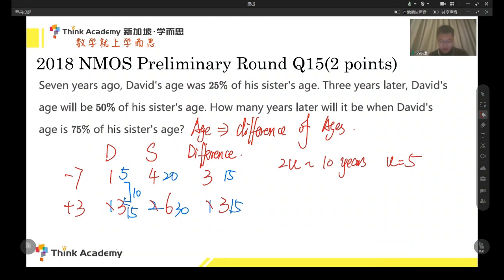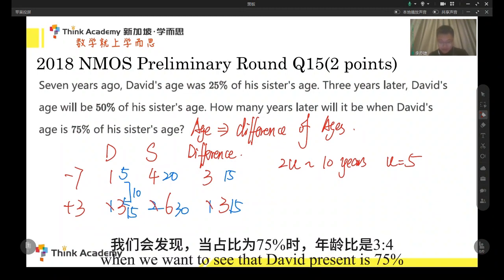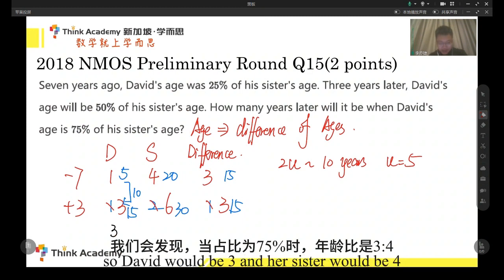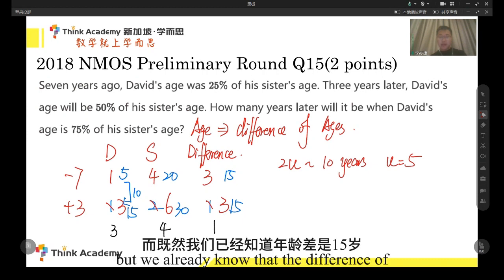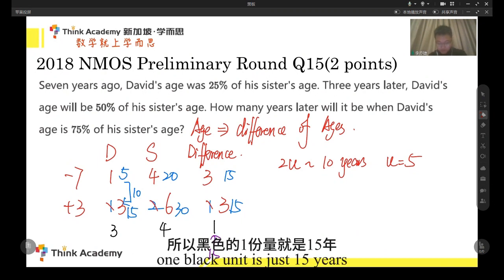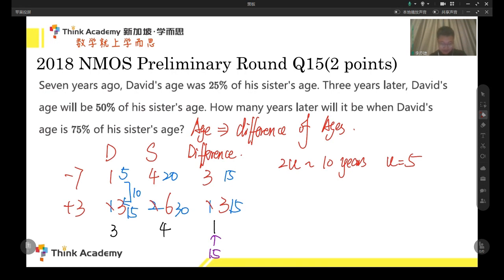So, when we want to see that David presently is 75%, David would be 3 and her sister would be 4. And the difference now will be worth one black unit. But we already know that the difference of ages remains 15. So here, 1 black unit is just 15 years. And then we can see her sister would be 60 years old and David would be 45 years old.